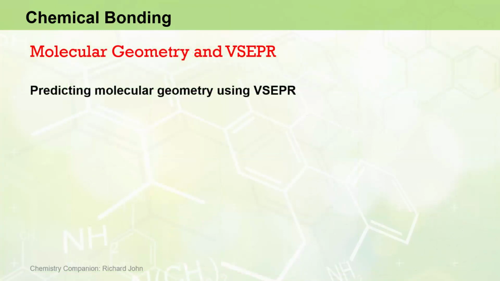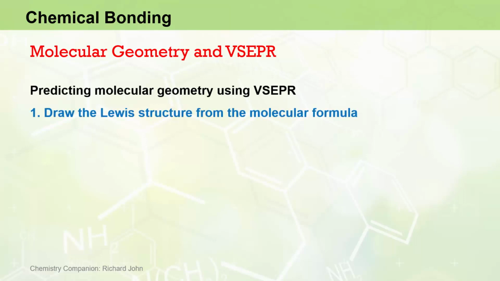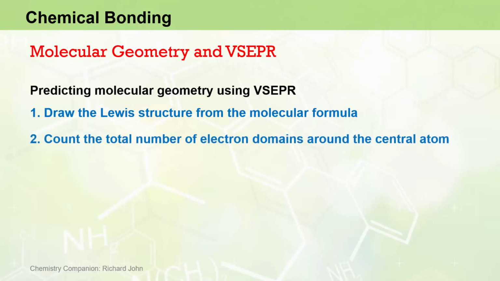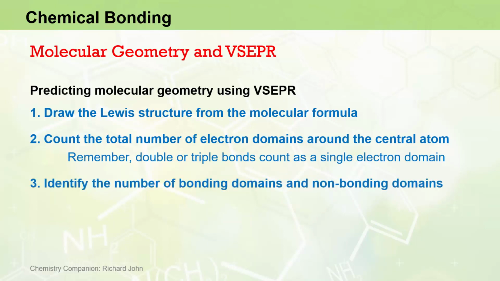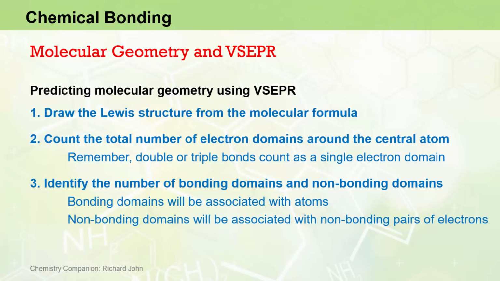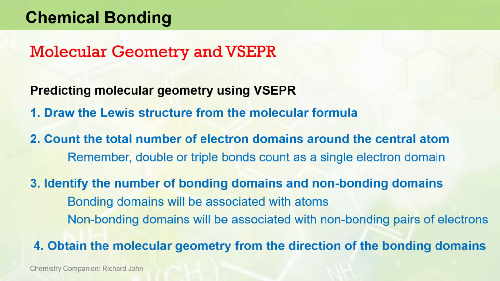In summary, the steps required to predict molecular geometry using the VSEPR model can be summarized as follows. Draw the Lewis structure from the molecular formula. Count the total number of electron domains around the central atom. Remember, double or triple bonds count as single electron domains. Identify the number of bonding domains and non-bonding domains. Bonding domains will be associated with atoms. Non-bonding domains will be associated with non-bonding or lone pairs of electrons. And lastly, obtain the molecular geometry from the direction of the bonding domains using the information provided in the tables just shown.